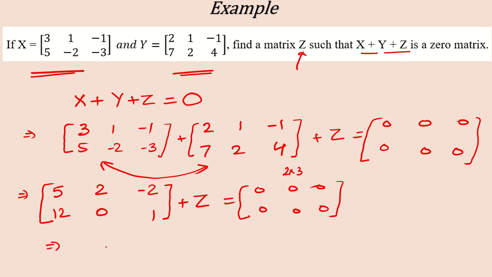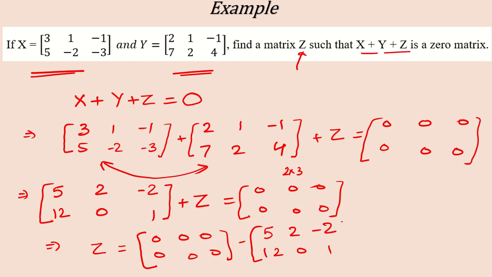Now, what will Z be here? Matrix Z will be the null matrix minus the matrix on the left hand side, which is 5, 2, minus 2, 12, 0, 1. Now, it is just a subtraction of two matrices. So 0 minus 5, minus 5. 0 minus 2, minus 2. 0 minus minus 2, plus 2. Then 0 minus 12, minus 12. 0 minus 0, 0. And 0 minus 1, minus 1.